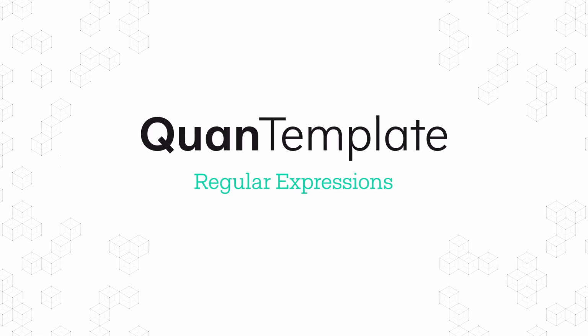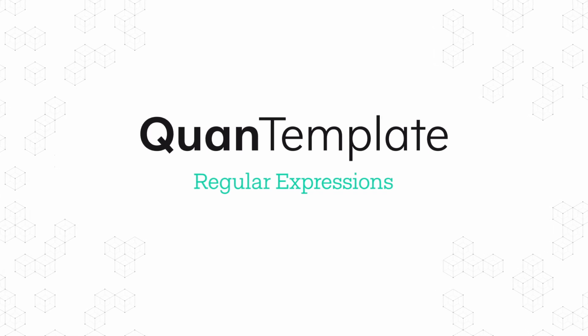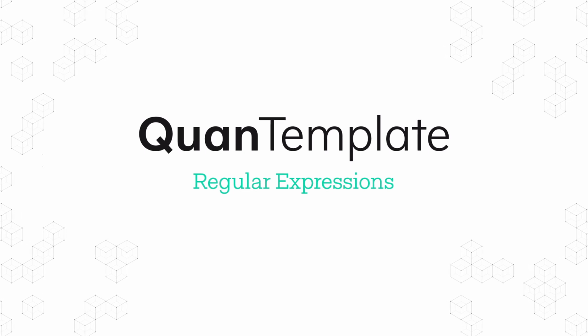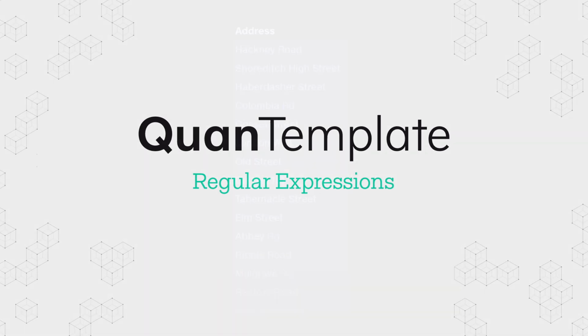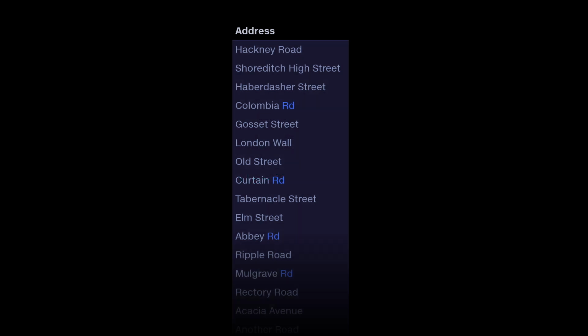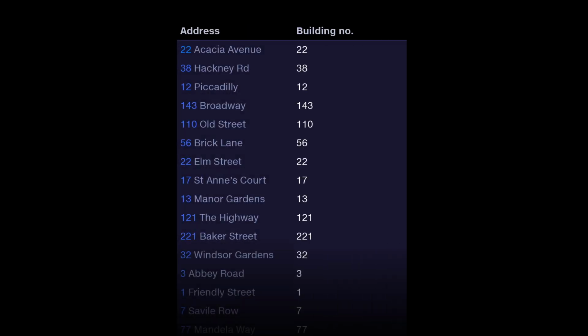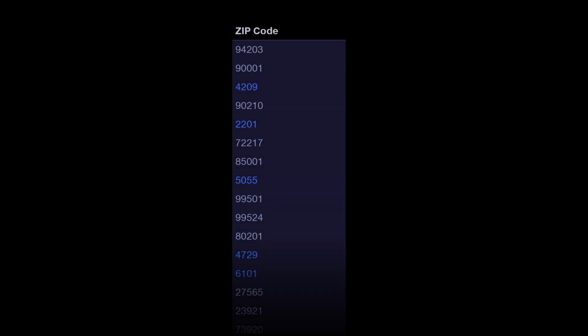Regular expressions. The extract operation allows you to find data matching a certain pattern which can then be extracted or changed. For example, you can change all instances of RD to road, or extract a house number from a column of addresses, or change a 4-digit zip code to a 5-digit zip code.